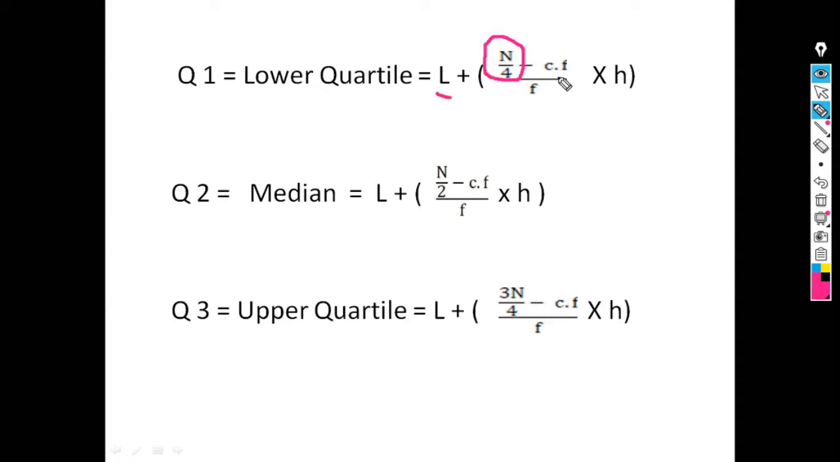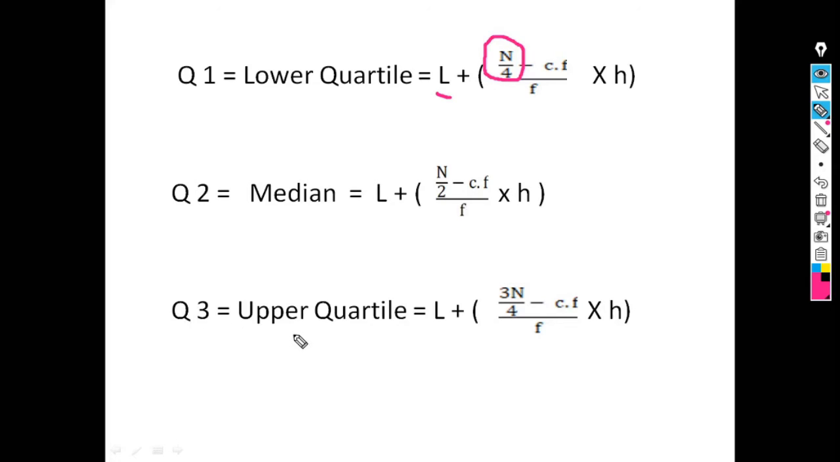Cf is the cumulative frequency just preceding the class, and F is the frequency of that class. H is the class width. Class width is calculated as upper class boundary minus lower class boundary. Similarly, the formula for Q2 or median is Q2 is equal to L plus (n by 2 minus Cf) upon F into H, where L is the lower limit of the Q2 class, Cf is the cumulative frequency of the preceding class, F is the frequency of that class, and H is the class width.